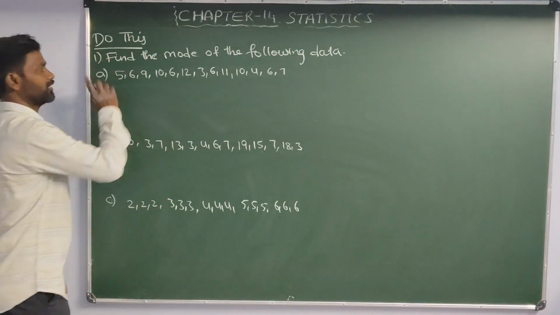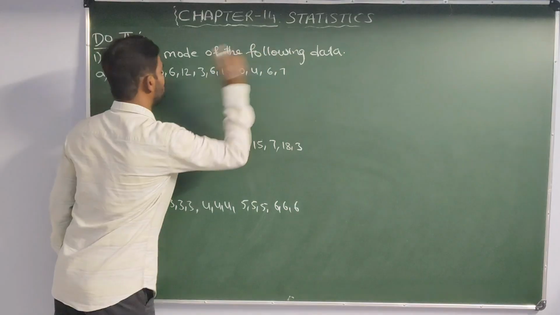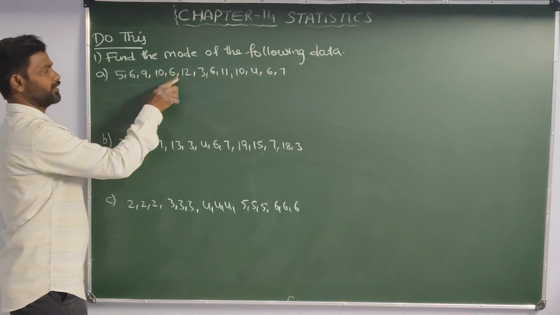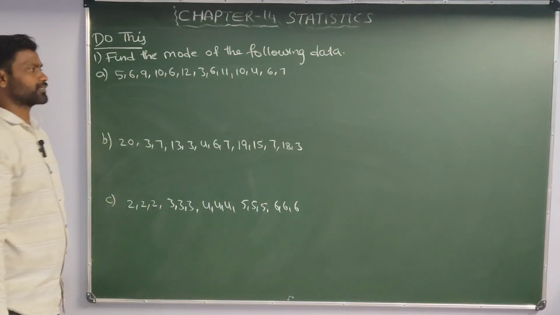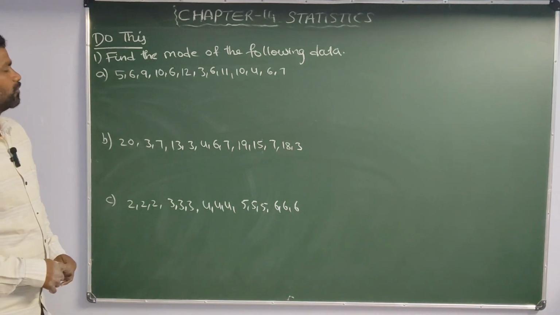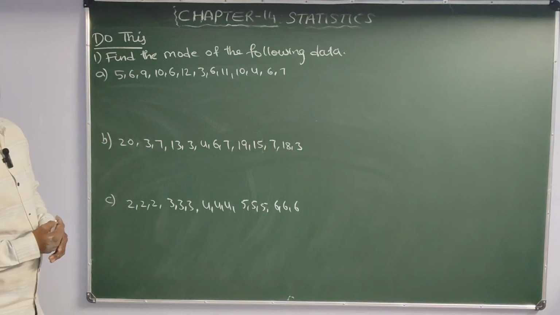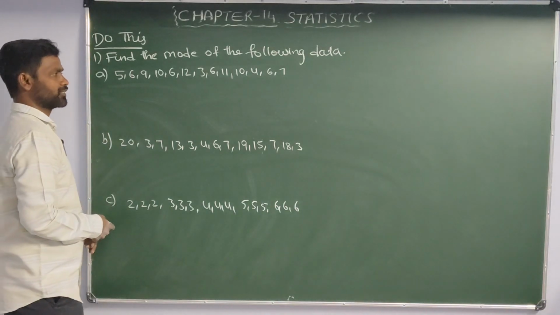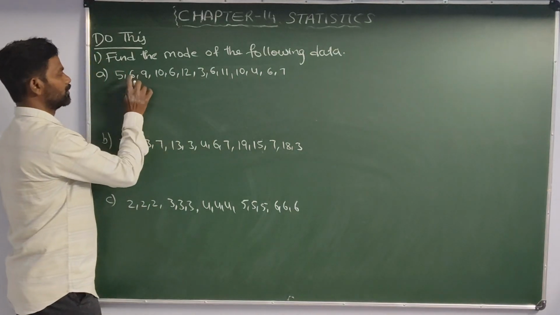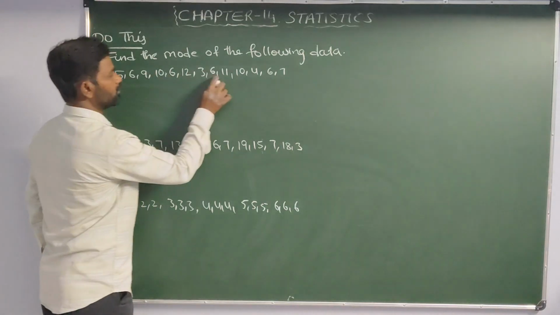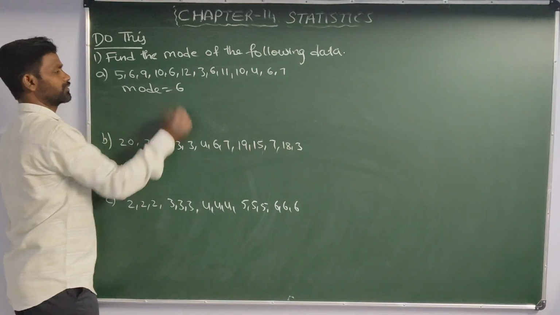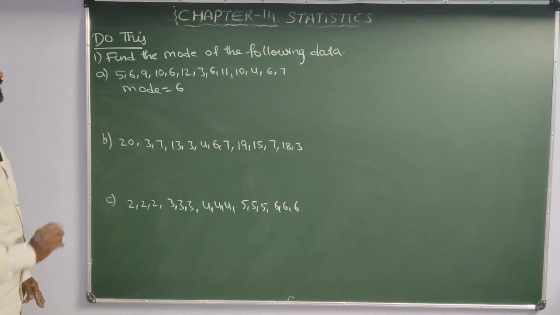Next, to do this question. First one, find the mode of the following data. In the A question: 5, 6, 9, 10, 6, 12, 3, 6, 11, 10, 4, 6, 7. So what is the mode here? Which observation is repeated? Observe it, 5 is written only once, 6 is repeated 1, 2, 3, 4 times. So the mode is 6. 6 is repeated 4 times, hence the mode is 6.